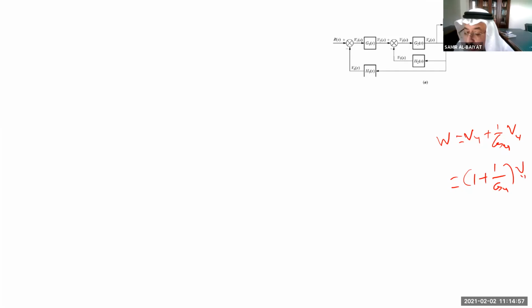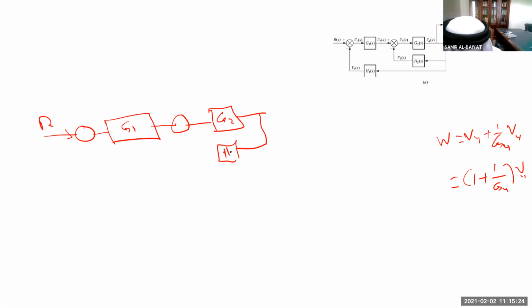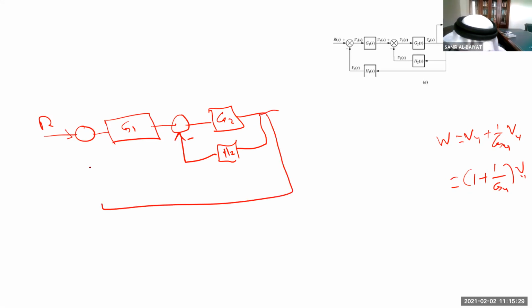Okay, so my block will look like this. This is R. This is G1. And there is a loop in here. This is G2, H2, minus. Sorry, here I have H1.